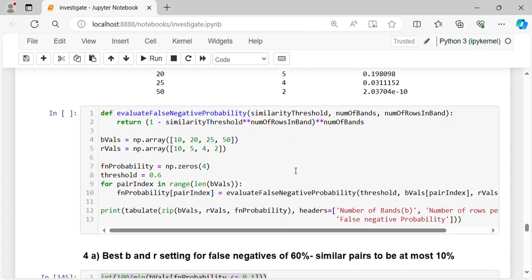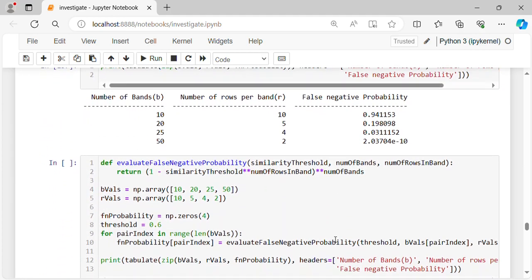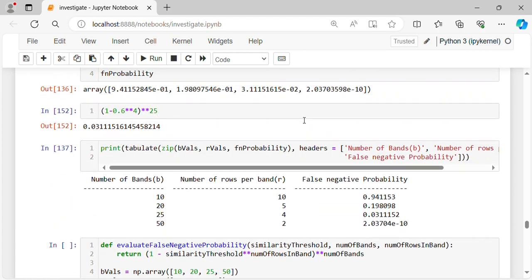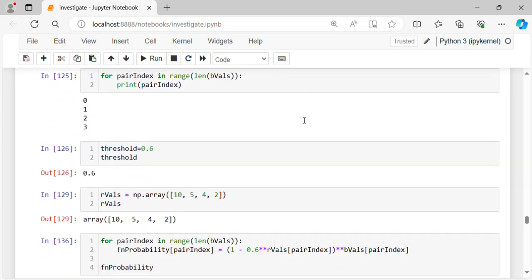Let's write a definition to do this calculation. So, definition: evaluate false negative probability. We will input similarity threshold, and similarity threshold is 0.6.